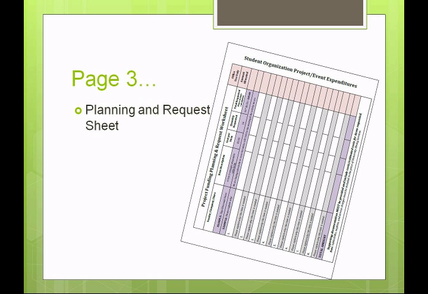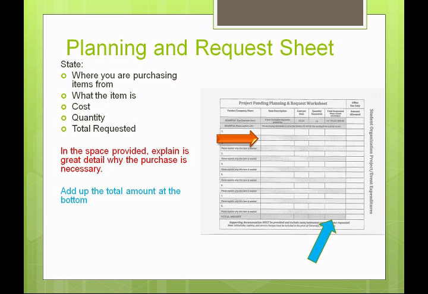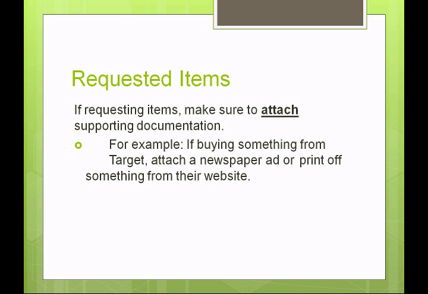The third page of the application is the request sheet. This page is to specify where you will be purchasing items from, what they are, estimated cost, quantity, and total amount. If requesting items, you must attach some sort of documentation for the items. For example, if you are buying something from Target, you can attach a newspaper ad or print off something from their website that shows the price of the item.